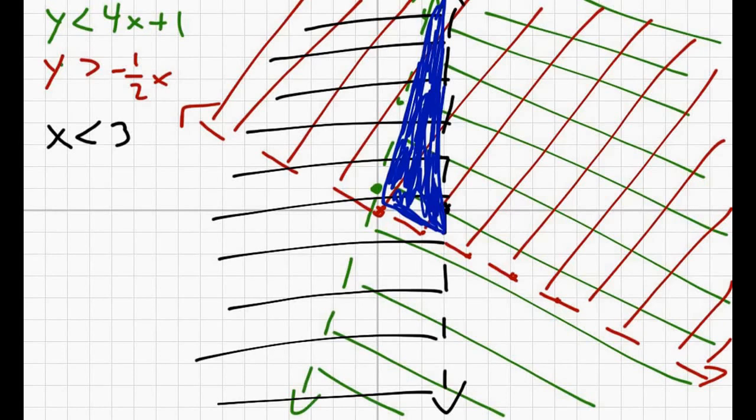Alright, that is solving systems of inequalities by graphing. Good luck, guys.